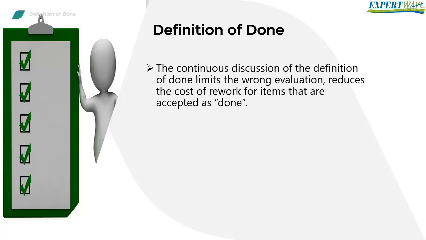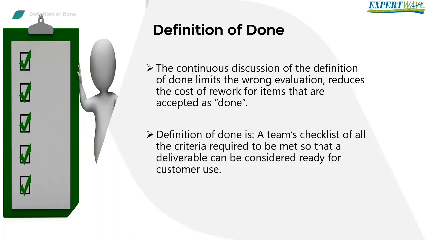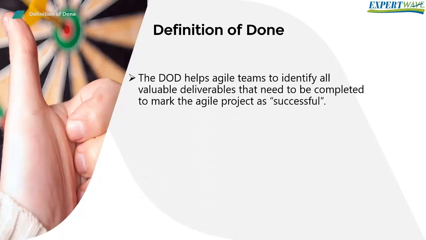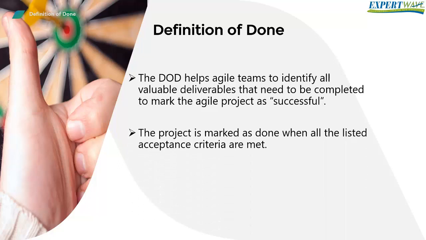The Agile Practice Guide defines the definition of done (DoD) as a team's checklist of all the criteria required to be met so that a deliverable can be considered ready for customers' use. The definition of done helps Agile teams to identify all valuable deliverables that need to be completed to mark the Agile project as successful. The project is marked as done when all the listed acceptance criteria are met.